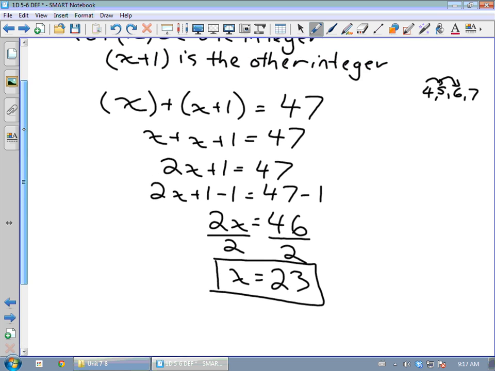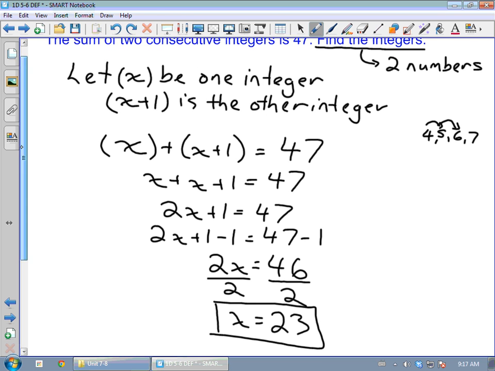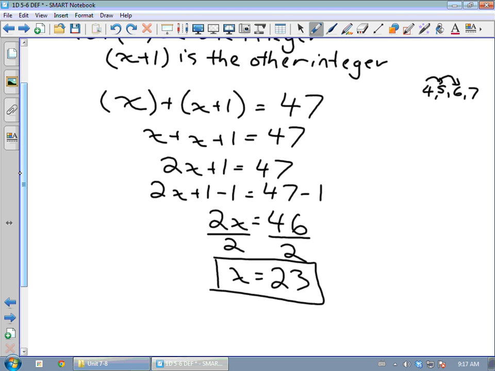Now I go back to my original question here. What was I being asked to find? I was being asked to find two numbers. I've got one of them, x, which was my one number. My other integer was x plus 1. So if x is one of my numbers, the other one is x plus 1, or 23 plus 1 is 24. So those are the two things that I was trying to find.